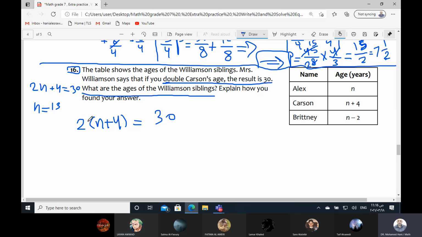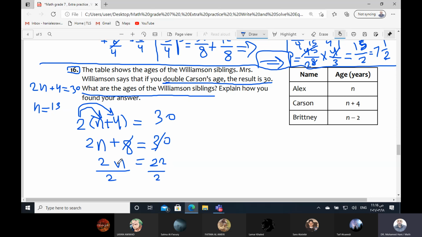Use distributive property here. 2 times n will be 2n. Then 2 times 4 will be 8 equal 30. Remove 8 from the two sides. So minus 8 here and minus 8 here. Remains here 22. And here we have 2n. Then divide here by 2. Remains here n equal 22 over 2 will be 11.